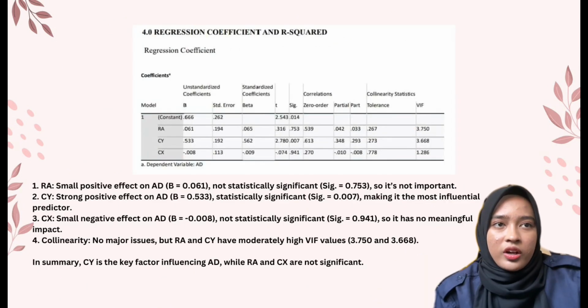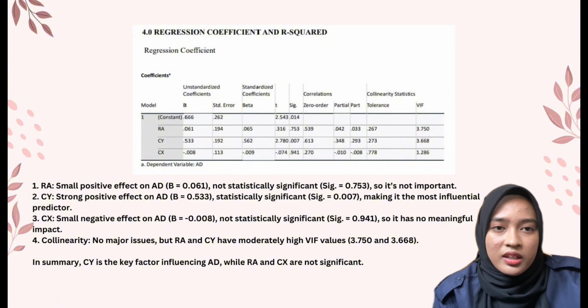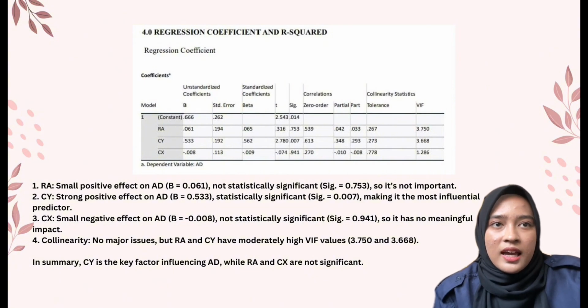The table shows the result of the regression analysis with the three independent variables, which are relative advantage, compatibility, and complexity, and their effect on the dependent variable, adoption decision. RA has a small positive effect, with an AD B equal to 0.0061, but it's not statistically significant. The significance is 0.753, meaning it's not an important predictor of AD.